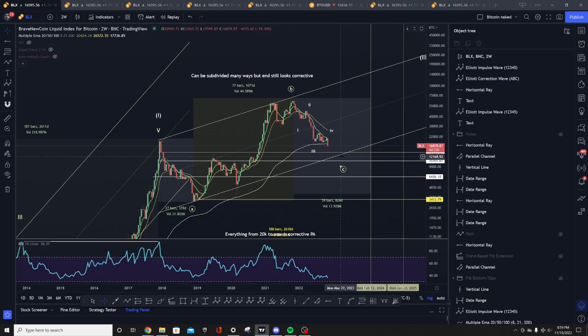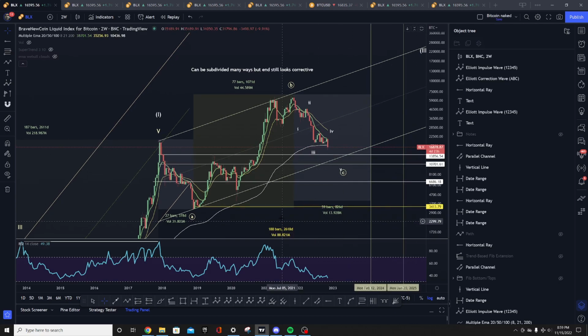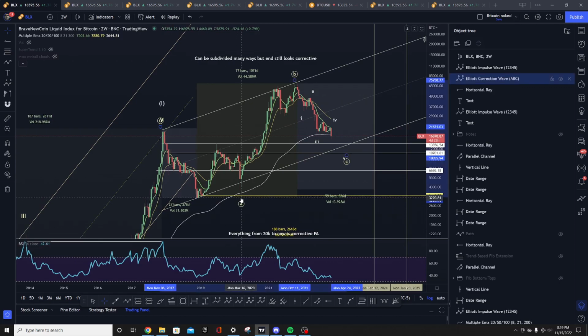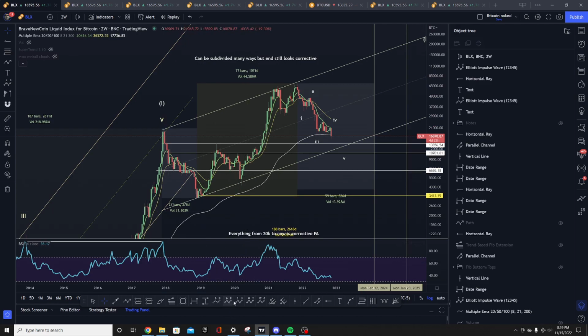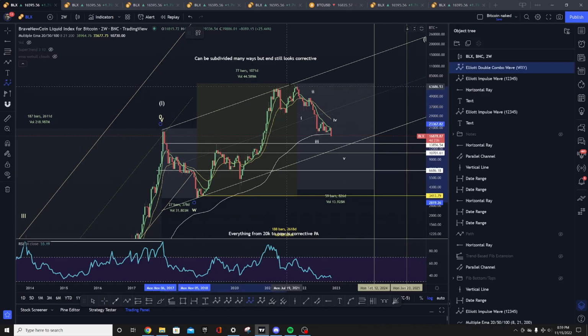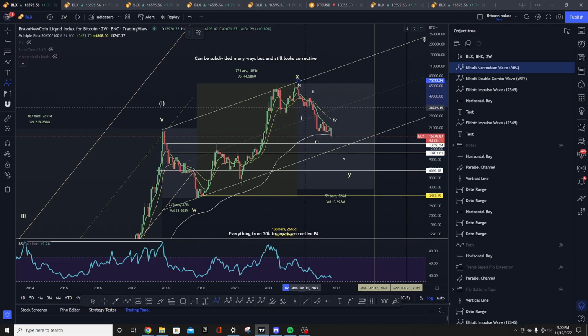Some reserves, or some asterisk marks, that I can't ignore is that maybe it's a WXY instead. If this is the case, maybe it's an expanded flat right now. Actually, I don't think it's an expanded flat. It looks too extended. So maybe it's X over here, and then a Y wave leg. I think it has to be an ABC. It can't be a WXY. I'm not sure, or I think it could be a WXY.